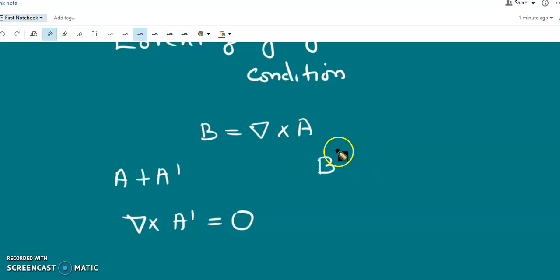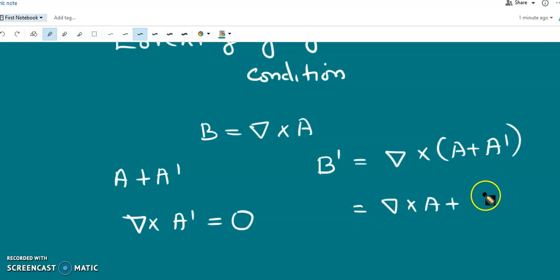B new is equal to del cross A plus A prime, which is del cross A plus del cross A prime. So del cross A prime is 0. So this is del cross A alone. Del cross A is B. So B is a constant. So even though we change A to A plus A prime such that the curl of A prime is equal to 0, then the magnetic field does not change.